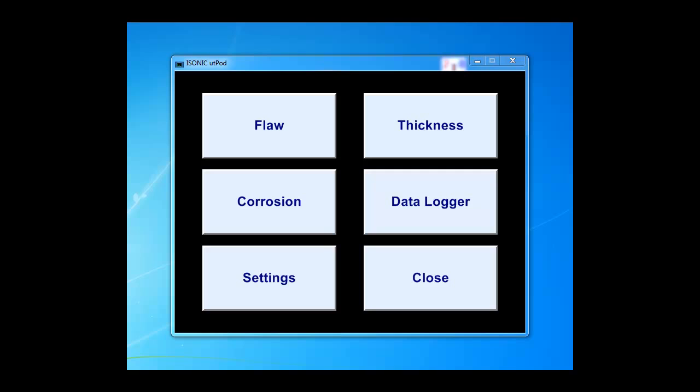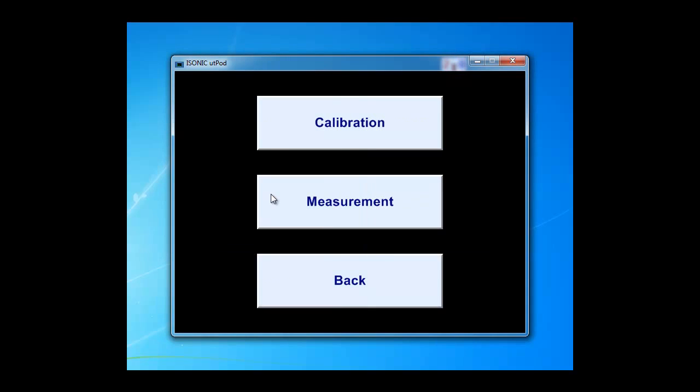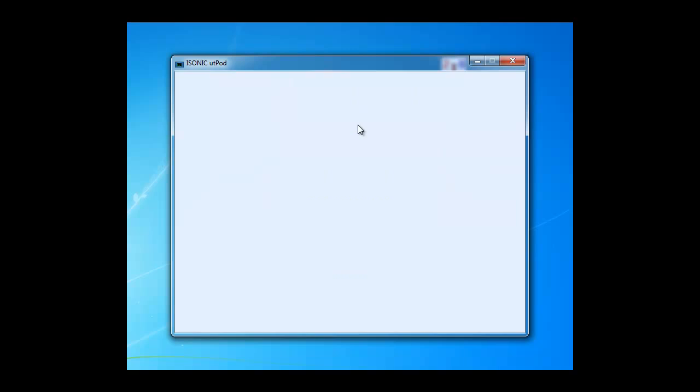Today I want to show you how to calibrate the utPod for TR probes. TR probes are used for corrosion measurement, that means remaining wall thickness measurement on corroded parts. So I choose from the main menu corrosion for the corrosion measurement function. First I go to calibration.